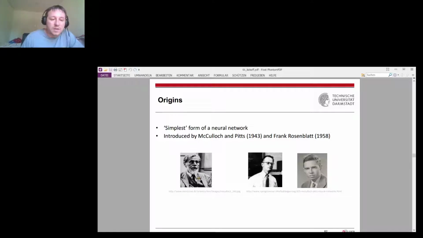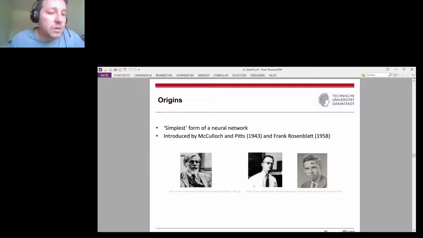McCulloch is this older guy on the left part here, and Pitts is the guy in the middle. McCulloch was a psychologist, and Pitts was a mathematician. They wanted to make a model of the human brain, and they came up with this architecture, which we will give the name Perceptron. And then in the 1950s, 1960s, Frank Rosenblatt analyzed this architecture more mathematically.